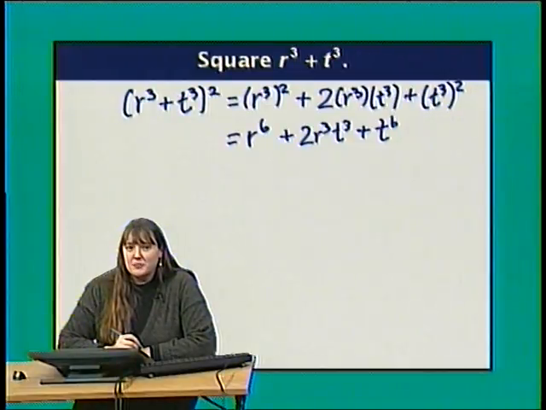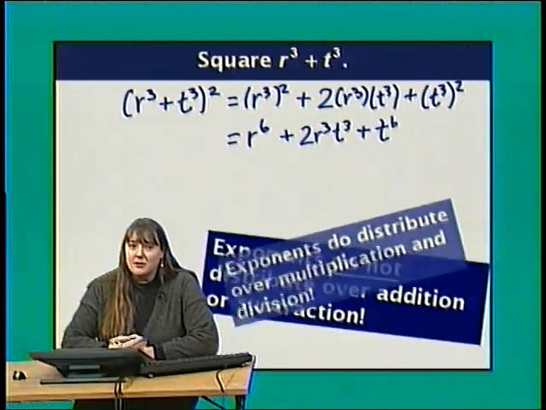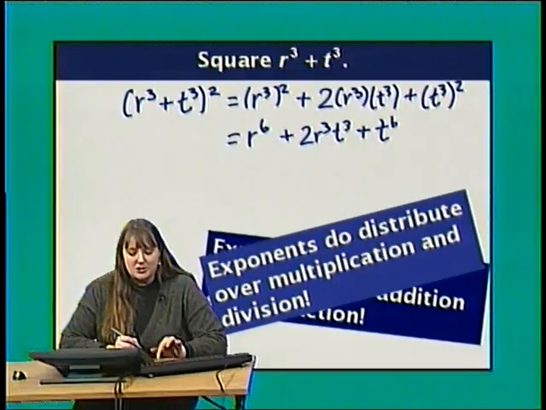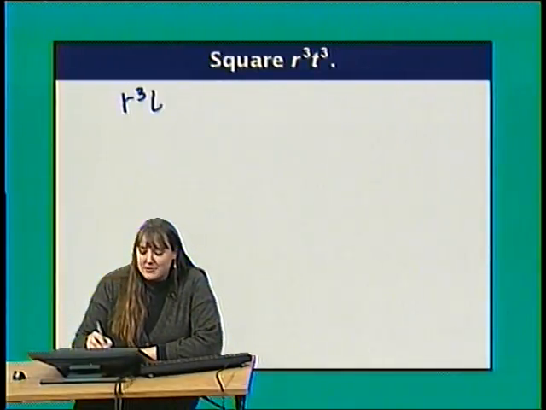When you first looked at this problem, did you think about distributing that 2 to the r cubed and the t cubed? Hopefully you didn't, because exponents do not distribute over addition or subtraction. That's one of the most important things you need to remember. However, exponents do distribute over multiplication and division. Let's look at an example of exponents distributing over multiplication. Let's say we want to square r cubed times t cubed.